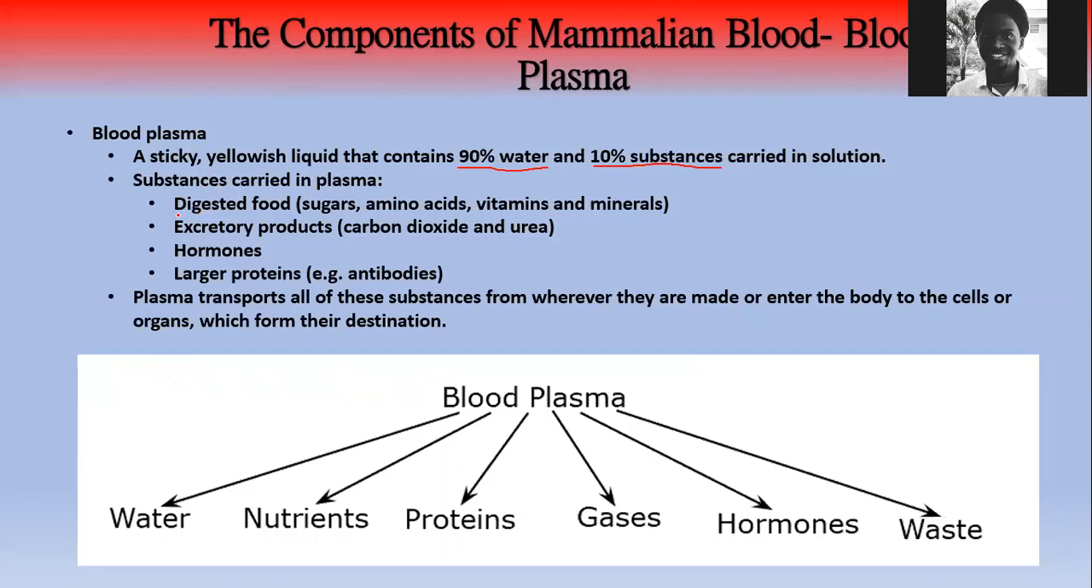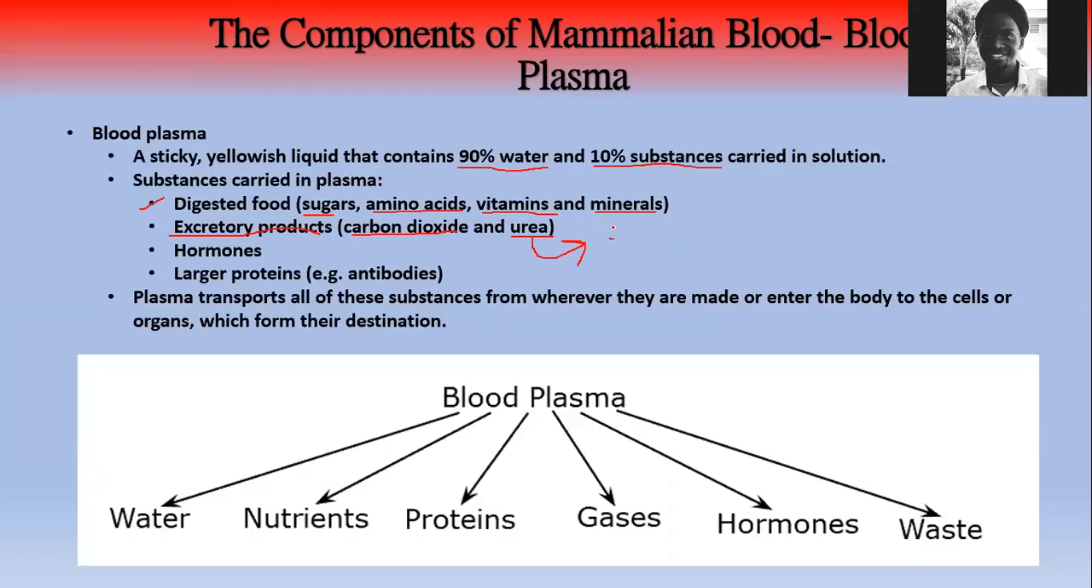And those substances are things like digested food, sugars, amino acids, which are the breakdown products of proteins. Vitamins, minerals, all those things are carried in plasma as digested food. We also have some excretory products like carbon dioxide from cellular respiration. Then we have urea, produced by deamination in the liver.